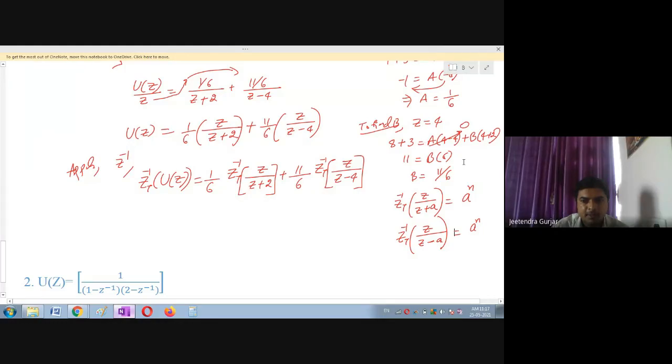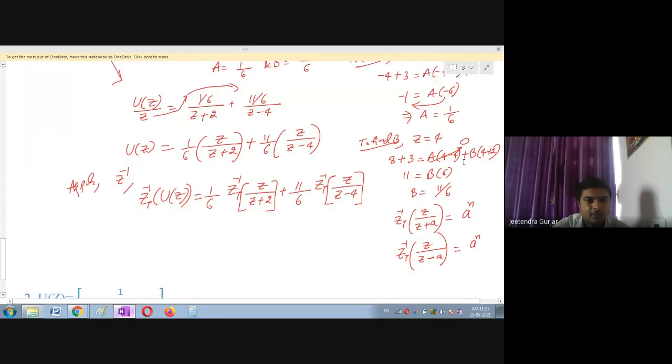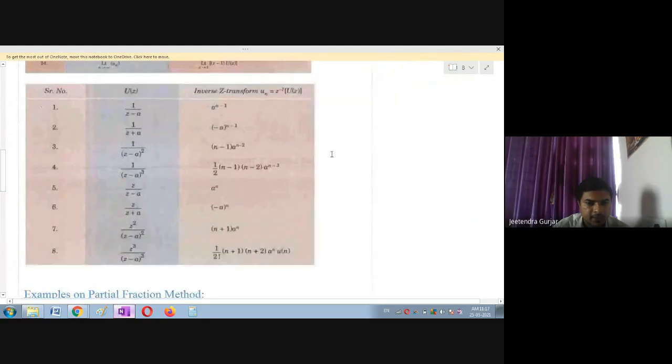So here it is very important, students. Please see the formula list. I will tell you where it is. See here. Z divided by Z minus A is A raised to n. Please remember this. And Z divided by Z plus A is minus A raised to n, students. So please remember this formula.